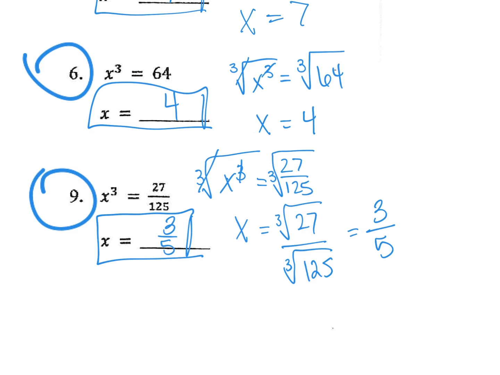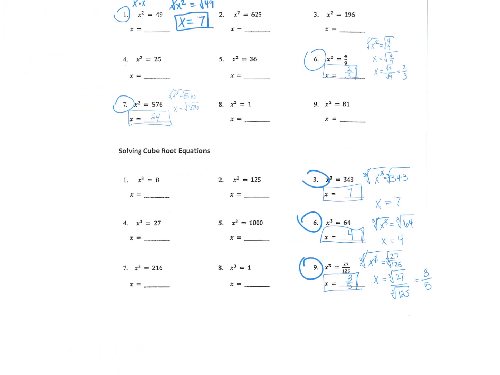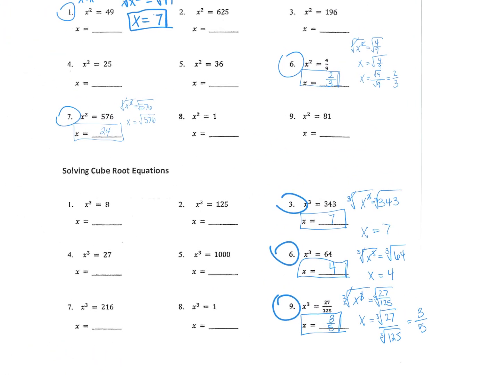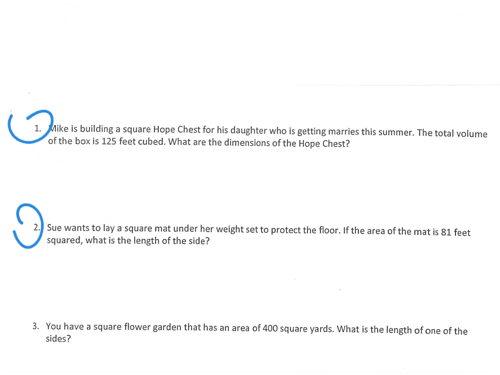So that's pretty much how it goes, guys. It's actually pretty simple. You're just going to do the opposite operation. If you are squaring something, you're going to take the square root. If you are cubing something, you're going to take the cube root. Now we're going to try to apply that into some word problems.